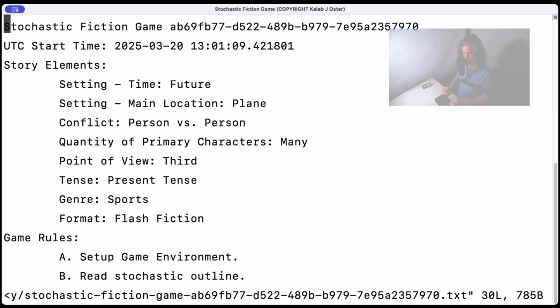Present tense, as far as the tense is concerned, it's not a big deal. It's my default, so it'll be easier for me to do it in present tense. Quantity of primary characters, many. There could be the fans, but we at least have 2, maybe the pit crews. Not sure how that's going to work. Setting, main location, plane. We'll get back to that in the future.